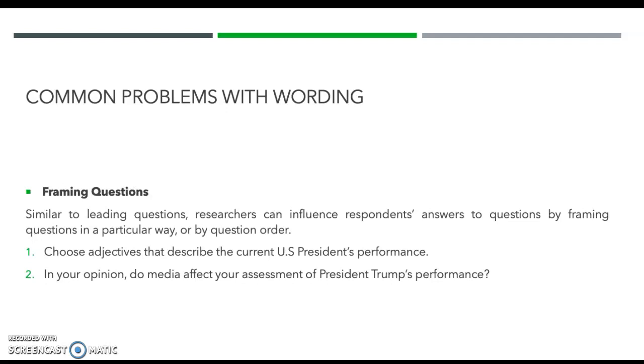This one is similar to leading questions. Researchers can influence respondents' answers to questions by framing a question in a particular way or by question order. For instance, choose adjectives that describe the current U.S. president's performance. Especially in the case of dealing with COVID-19, this seems like you're framing your respondents to answer a certain way.